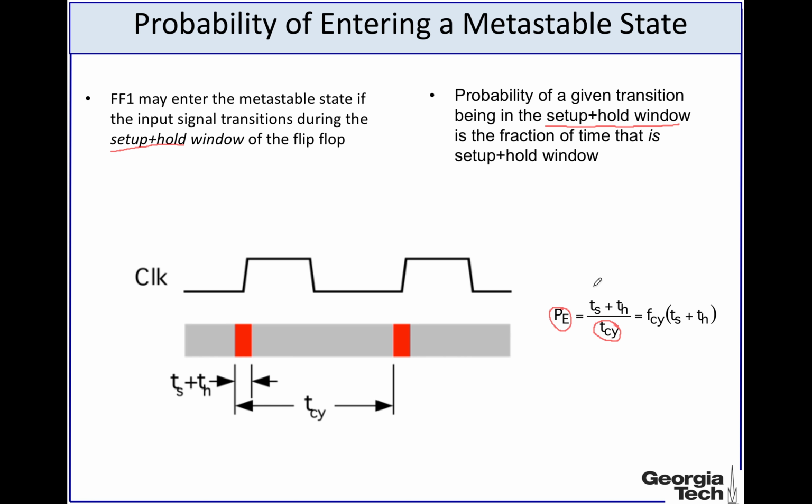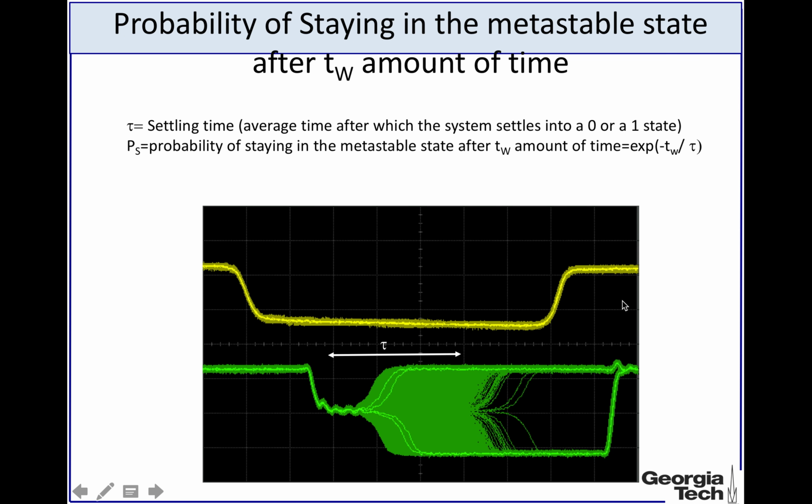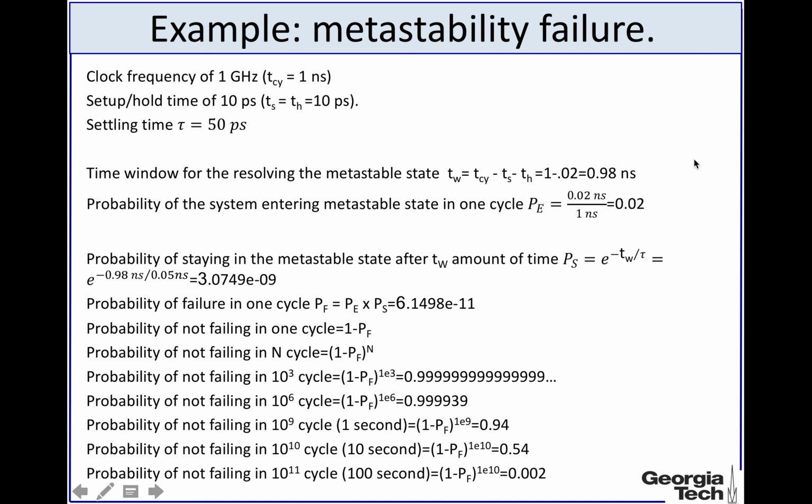So that is given by this ratio. Alright, and then what is the probability that once the flip-flop has entered into this metastable state, it will stay in the metastable state for a time period of TW? That probability is given by exponential of negative TW over tau. This is essentially a phenomenological model, but for all practical purposes it works. So let's look at a very quick example.